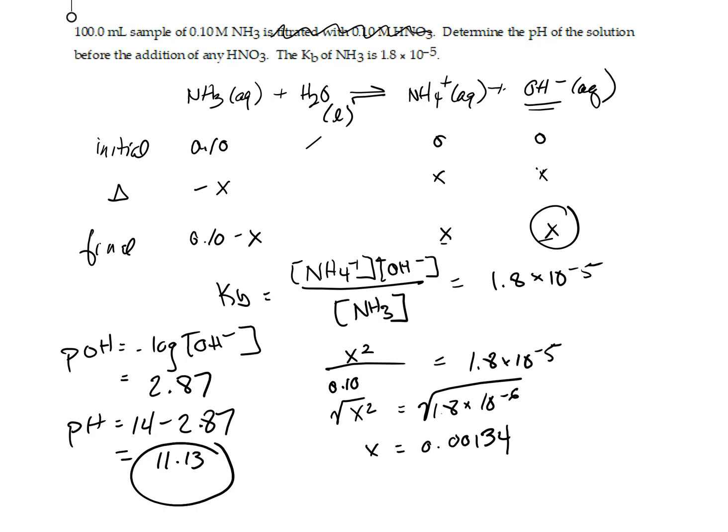Also note, the volume didn't matter, right? Why didn't the volume matter? Because the pH of a solution doesn't depend on volume. If you have a 0.1 molar solution of ammonia, you're not doing anything to it. It doesn't matter if there's 1 mL, 20 mL, 50 mL, or 50 million mL. It's the same concentration of ammonia, and the pH is going to be the same regardless. So, slick.